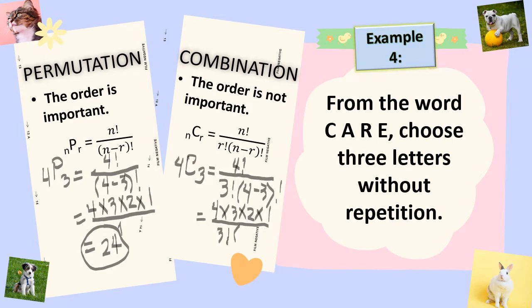4 minus 3 is 1. So 1 factorial. 3 times 2 times 1, same lang siya sa 3 factorial. Ayan, cancel na natin yan. So matitira si 4 divided by 1, we have 4. So same lang din siya kanina doon sa ginawa natin na listing.